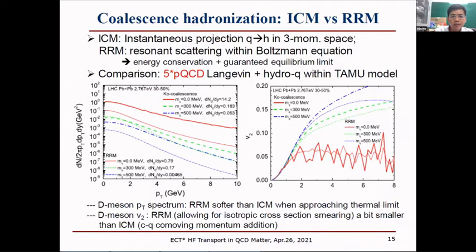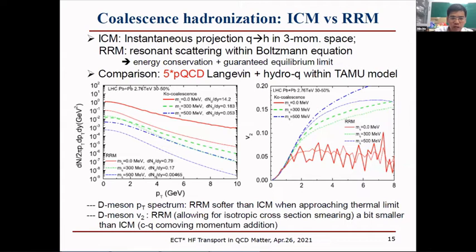Here we also did some comparison between the most used instantaneous coalescence model and the resonance recombination model. So the instantaneous coalescence model performed an instantaneous projection from quark to hadron in 3-momentum space. And the resonance recombination model is a long time limit of the Boltzmann equation through resonance scatterings, which conserves energy and also guarantees equilibrium limits. Here we use the same charm quark spectrum input as Tc obtained from using the 5 times pQCD transport coefficient.